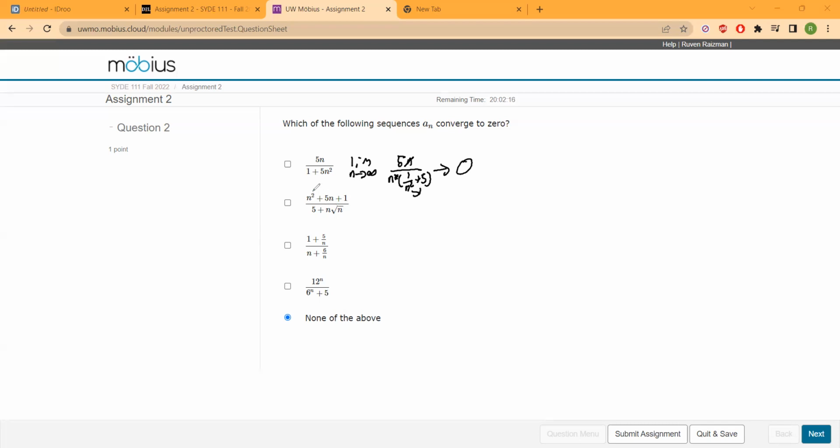And that's because the exponent on top is bigger than the exponent on the bottom. On top, it's 2, while on the bottom, it's 1.5. And again, we could prove it the same way we did on top by factoring out the largest exponent and seeing that they cancel out. Okay, now we can go on to this case.